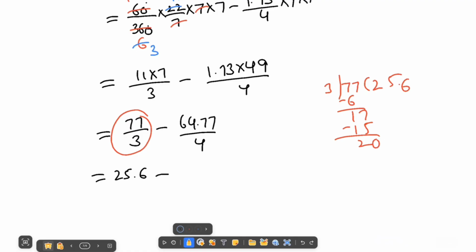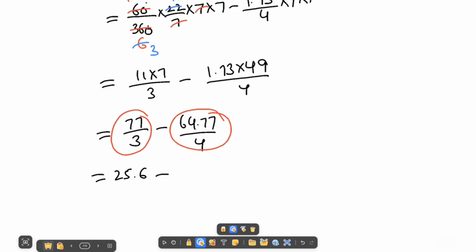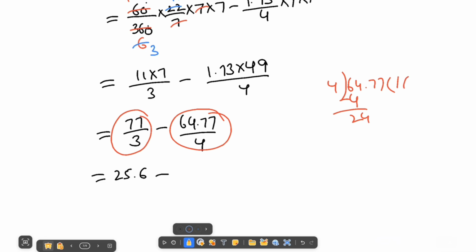25.6 minus. Now here let's divide 84.77 by 4. 4 ones are 4, 4 twos are 8, 4 sixes are 24. If you put the point, 7 will come down. 4 ones are 4, then 3 and 7, 4 nines are 36. So 21.19.